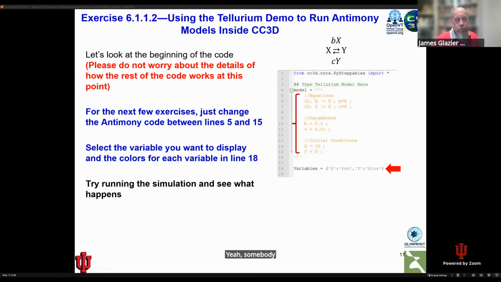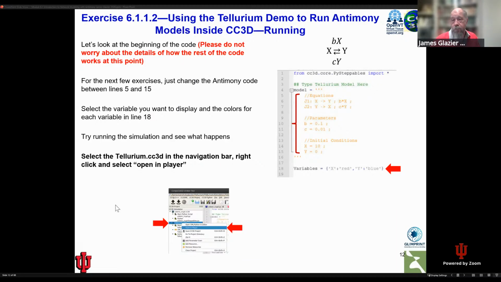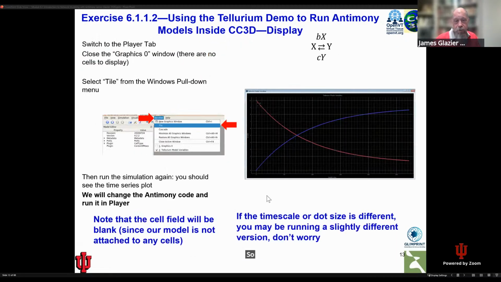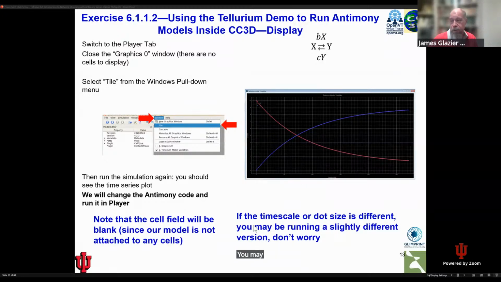Nathaniel put in an image which showed that there are no cells in this simulation, which is true and important. Remember, as I said, we're not going to be coupling the network models to cells today. That'll happen tomorrow. So you should have gotten something that looks like this. There's a comment here: there are no cells to display. Depending on how your player lays out, you may see a slightly different layout here.